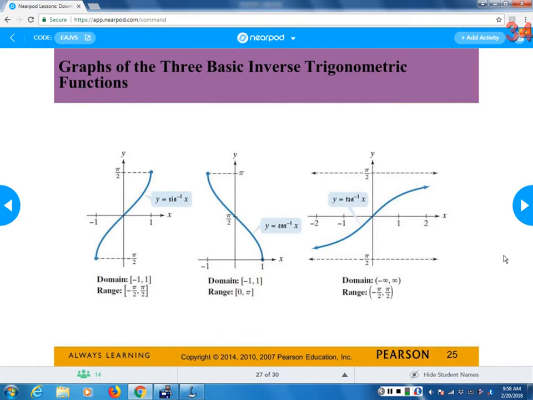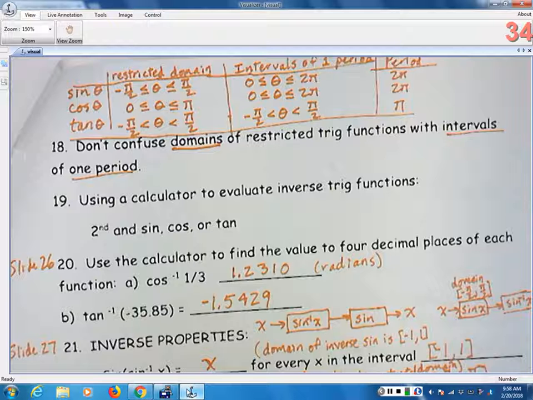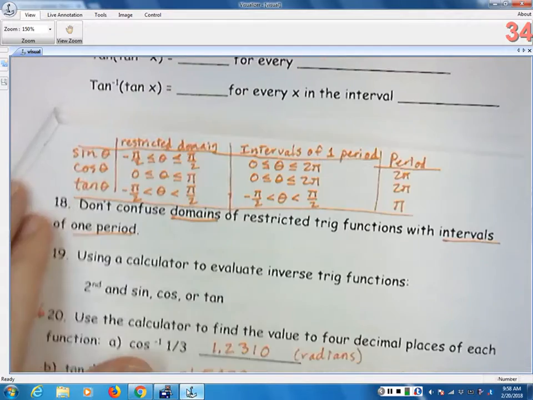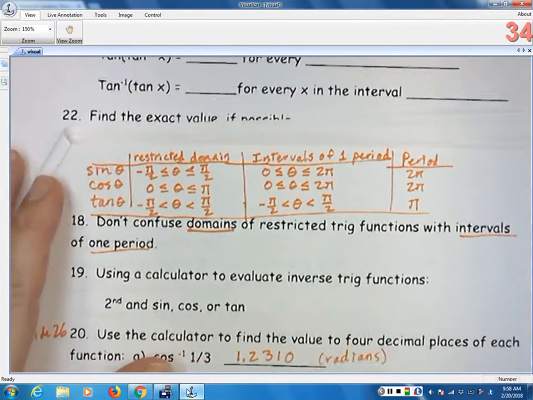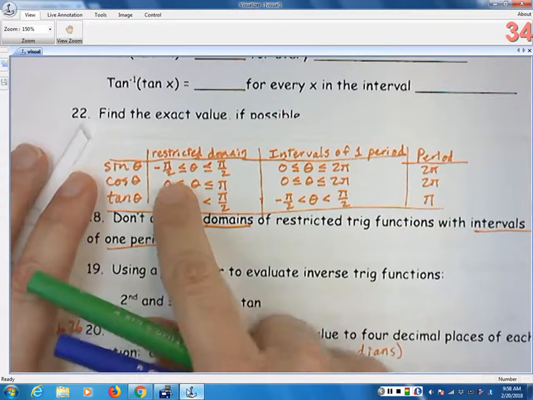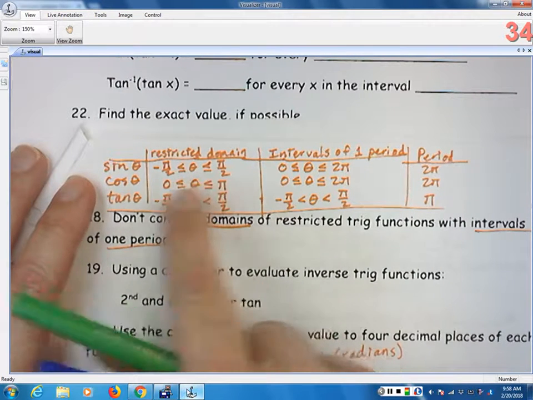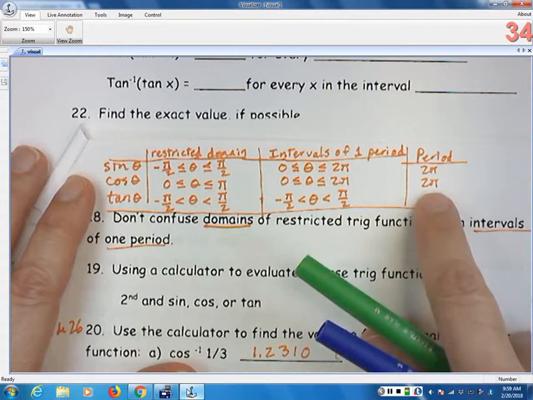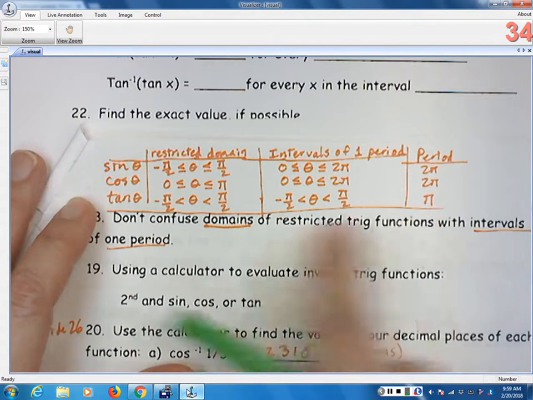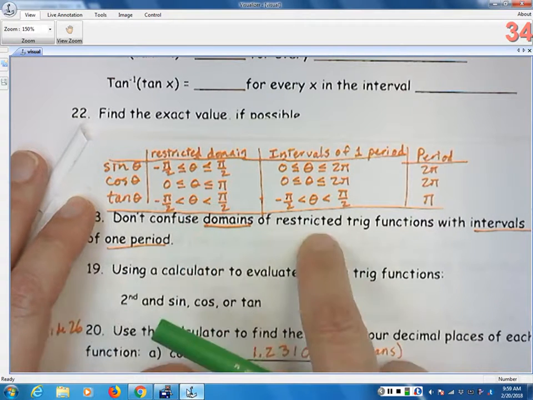y over x. Here's the graphs of the three basic inverse trig functions. On the filled-in notes, I wrote this out, and that's posted. I kind of wrote it all out. You can see the filled-in notes. Sine has a restricted domain, and you have to memorize this. And the period of sine and cosine is 2 pi, and the period of tangent is pi. And that's from the filled-in notes.